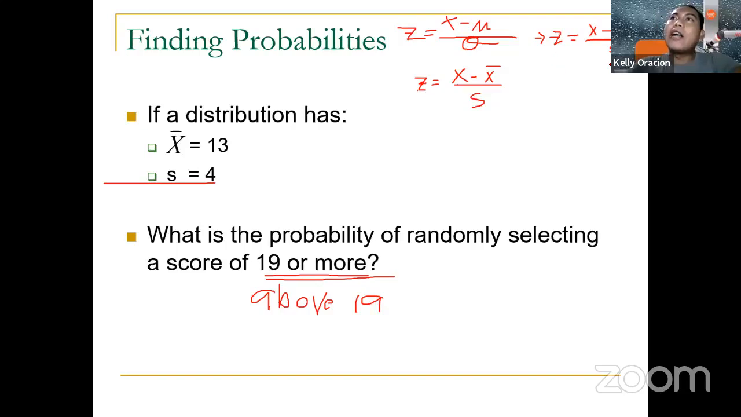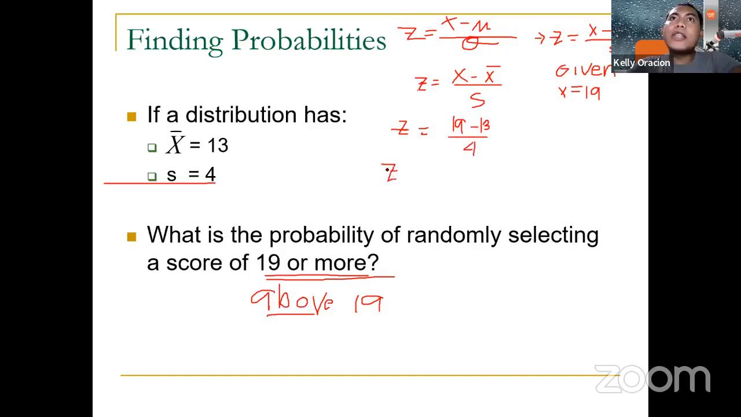Now let's determine the given. Based on the problem, what is the probability of randomly selecting a score of 19 or more? That means greater than 19, or above 19. So our x here is 19. The clue is above, or more. Substitute: x is 19 minus 13, and the standard deviation is 4.